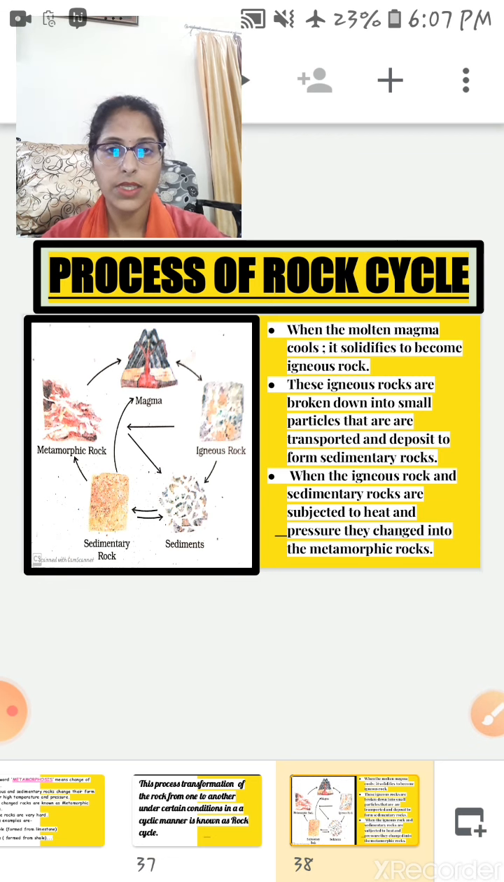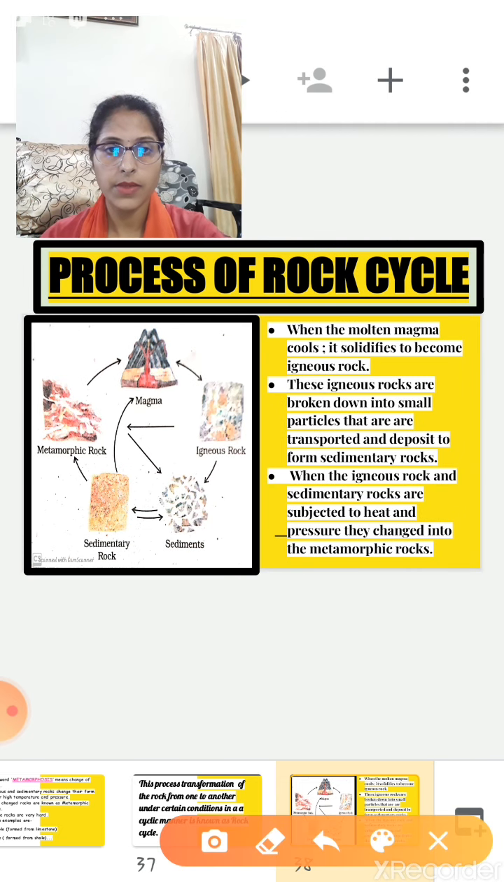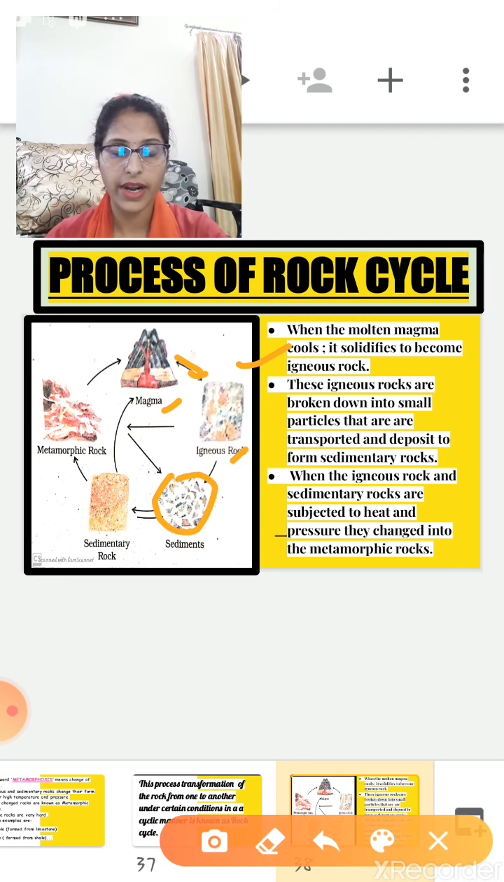So how is this process going on? Actually, this process is continuously going on. When the molten magma cools and solidifies, it forms igneous rock. Clear? Now these igneous rocks are broken down into smaller particles, and these smaller particles and fragments are called sediments, right? Now these sediments are transported and deposited to form sedimentary rocks.